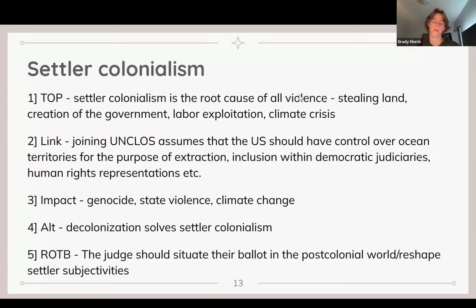The role of the ballot, an example of one would be that the judge should situate their ballot in the post-colonial world and reshape settler subjectivities. Essentially, if we win a link that the affirmative is colonial, then the judge should reject the affirmative. That causes the affirmative to confront that what they defended is colonial, which then shapes their subjectivities, and they can work towards better education or shift subjectivities, which is what Caitlin was talking about earlier.